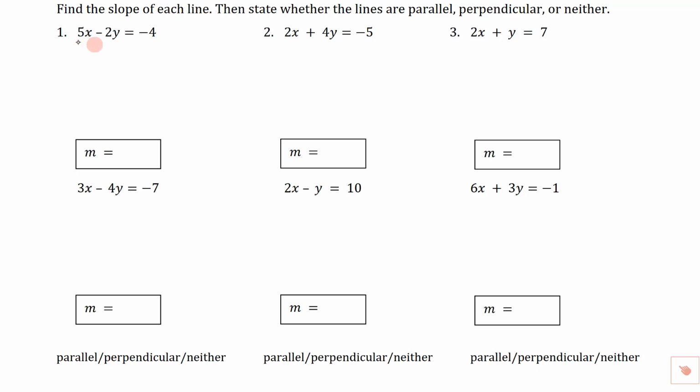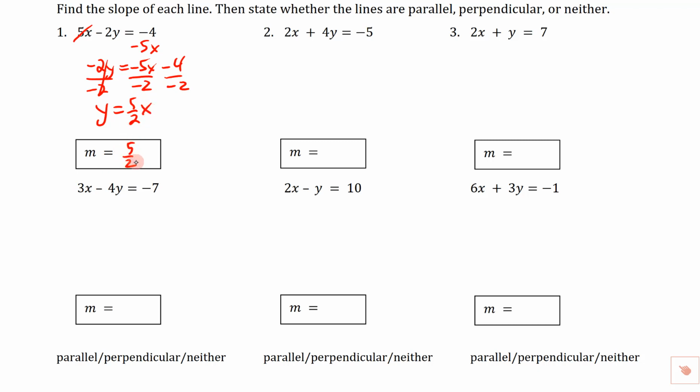So to do that, I'm going to go ahead and move the 5x to the other side. I'm going to do that by subtracting. So we get negative 2y equals negative 5x and then minus 4. And we need to get rid of that negative 2, so we're going to divide everything by negative 2. And just a quick reminder here, we really don't care what the y-intercept is. All we care about is what the slope is. So this is going to be 5/2 x. So we're going to say the slope is 5/2.